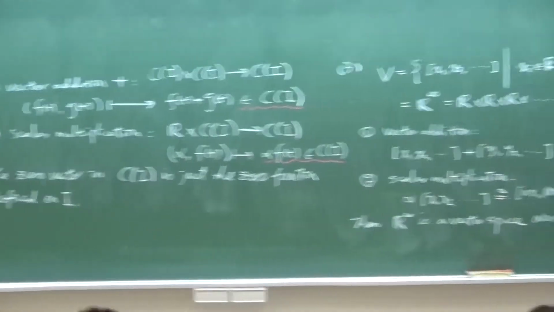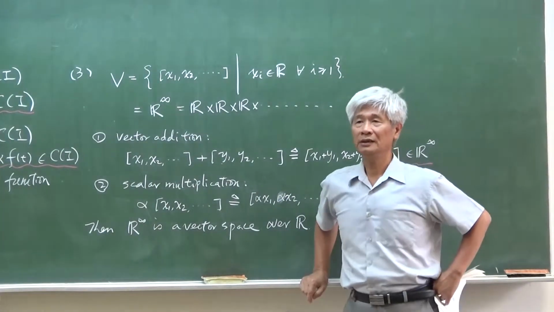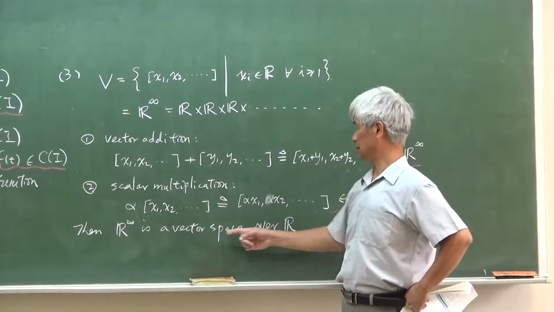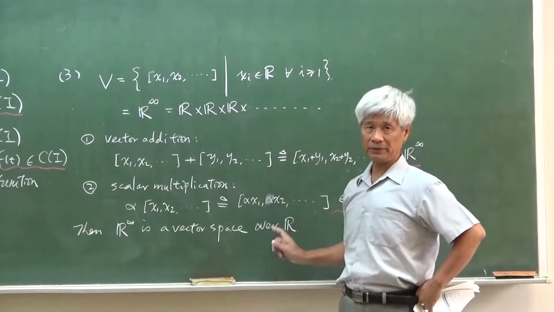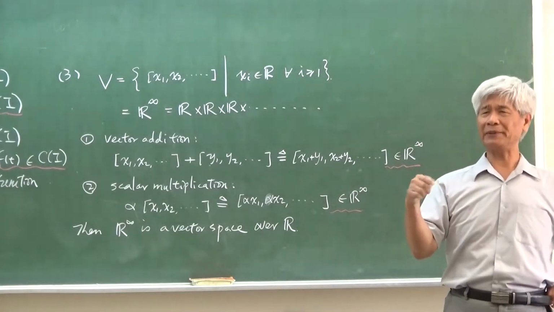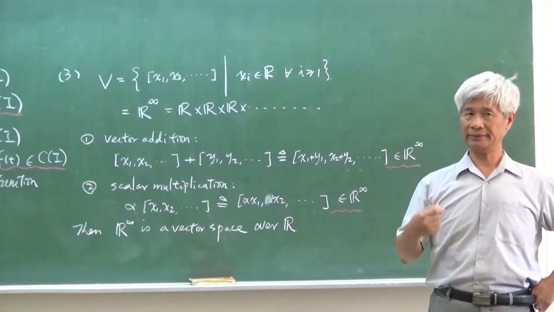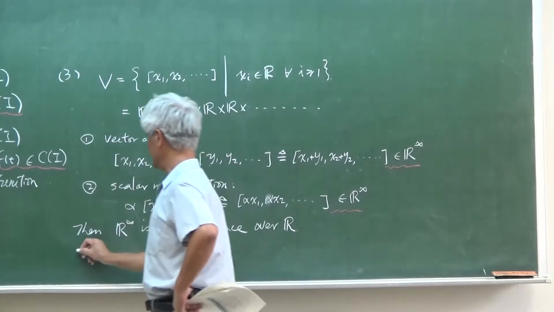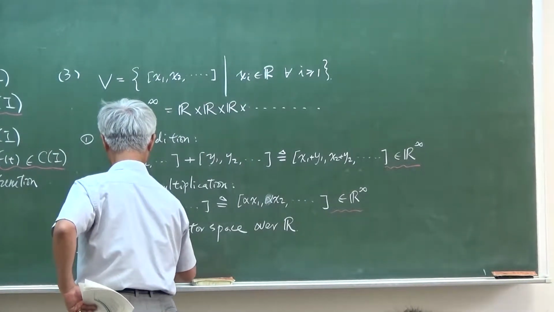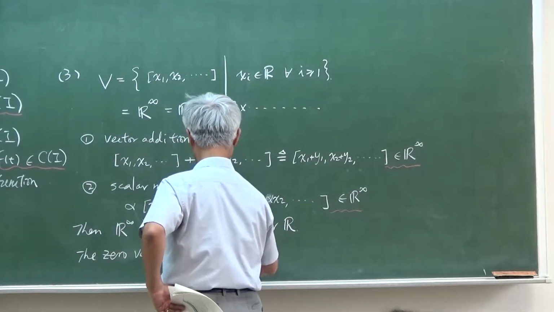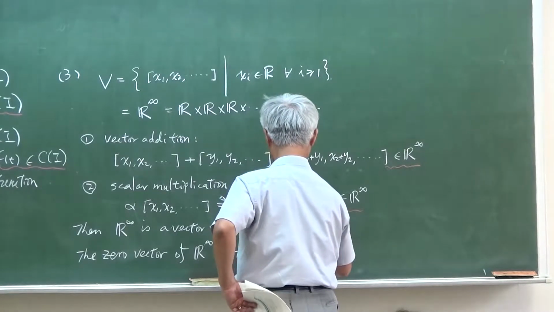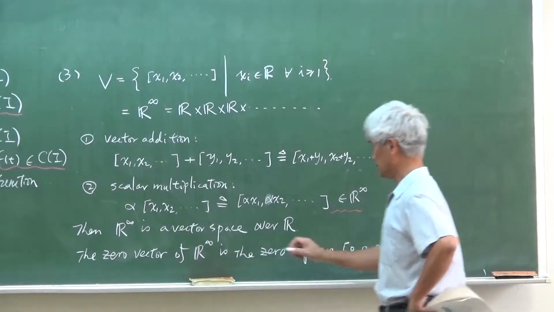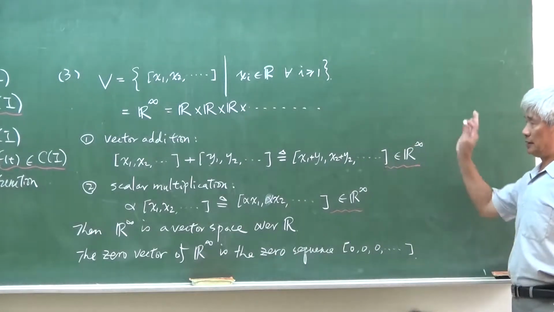Later on, I will gradually mention where our scalars come from, and that means that for this vector space, the scalars are real numbers, because gradually I will introduce complex numbers into the arena. For R infinity, the zero vector is the zero sequence, 0, 0, 0. So this is the first example.